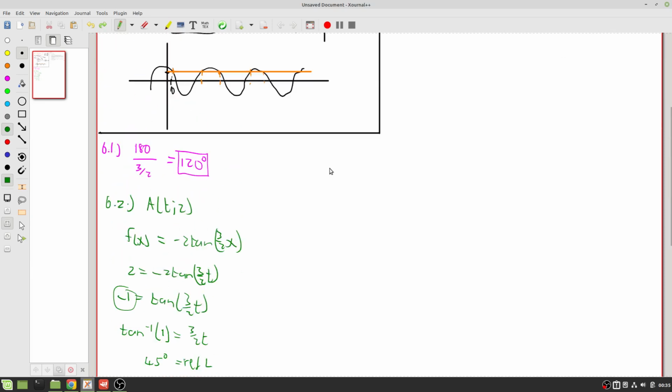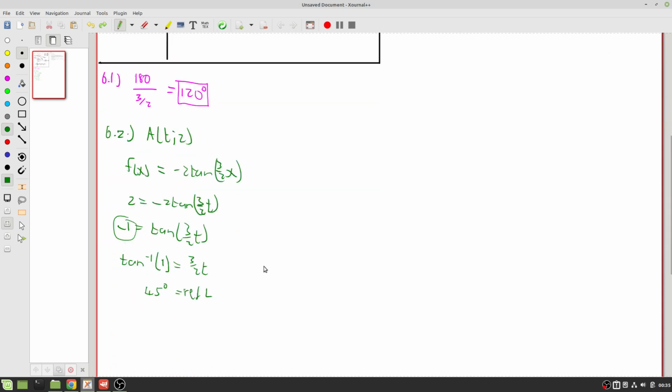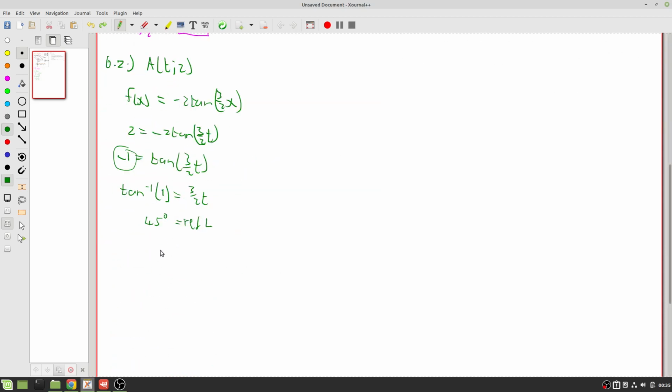So quadrant number 2, let's just have a look again. This quadrant is 180 minus. So we're going to say our angle that we work with is 3 over 2t, right? So 3 over 2t, our angle, equals 180 minus 45 in the second quadrant. So 180 minus 45 is 135.